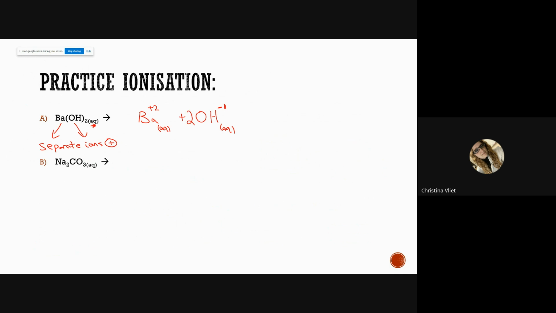What this is saying, if you were to look at it in picture form, is that if I throw barium hydroxide in water, I have barium ions floating around, and I've got hydroxide ions floating around, and I've got double the amount of hydroxide ions floating around than I've got barium ions. Does this ring a bell?